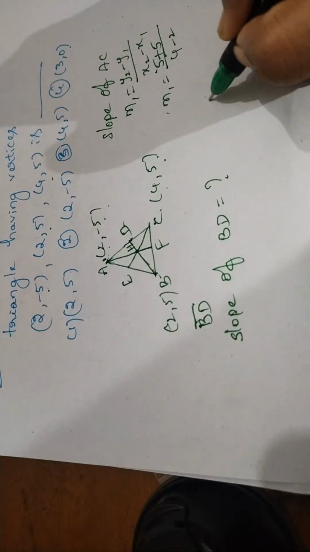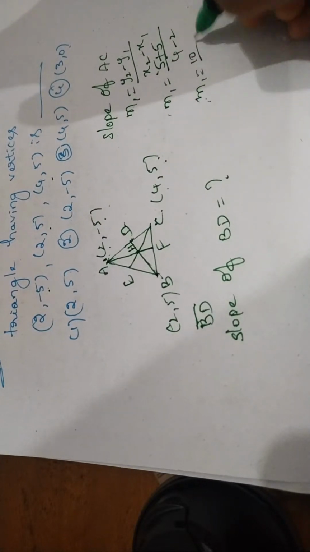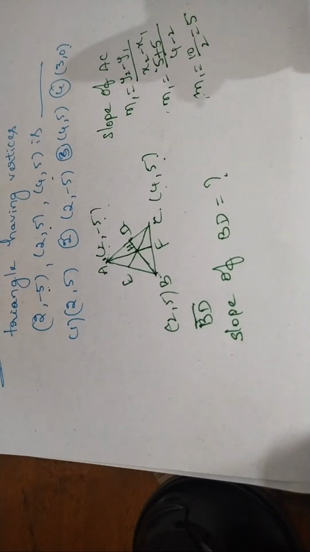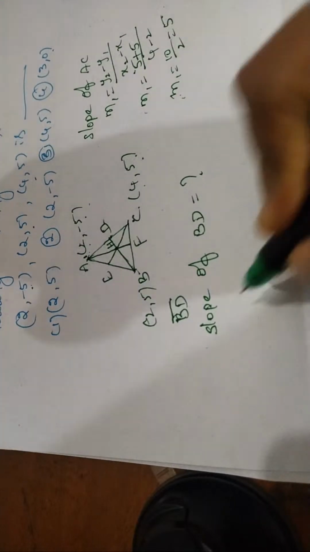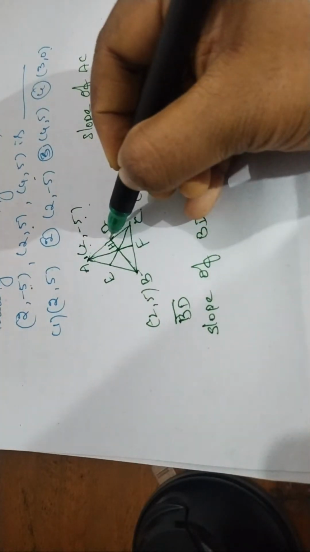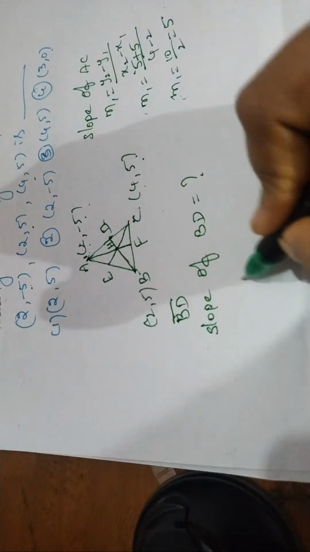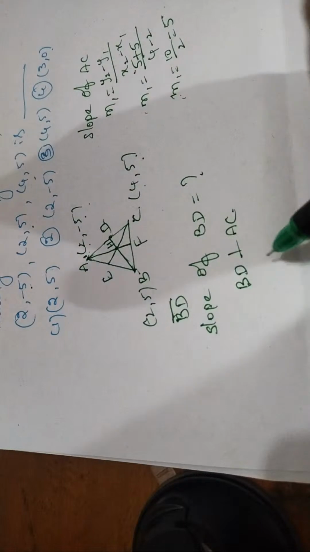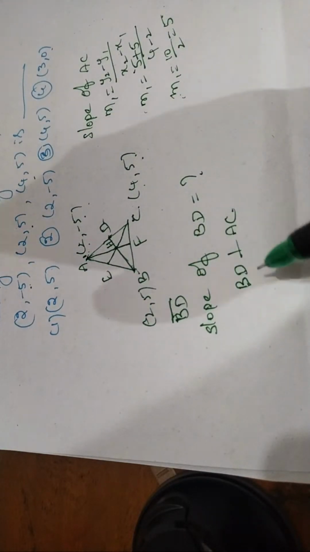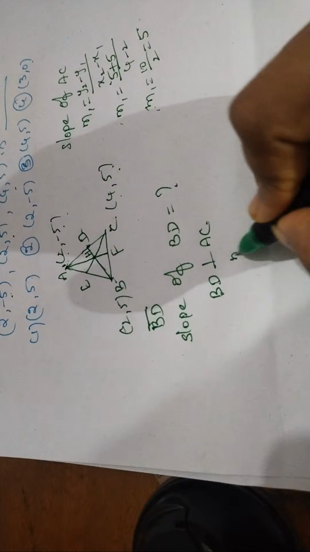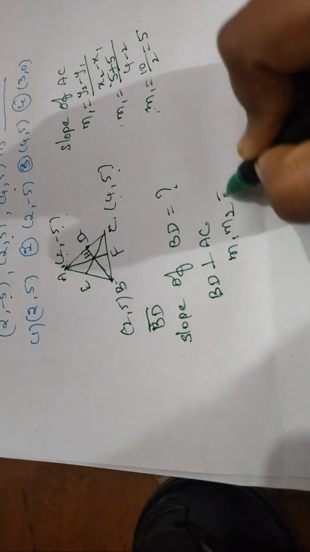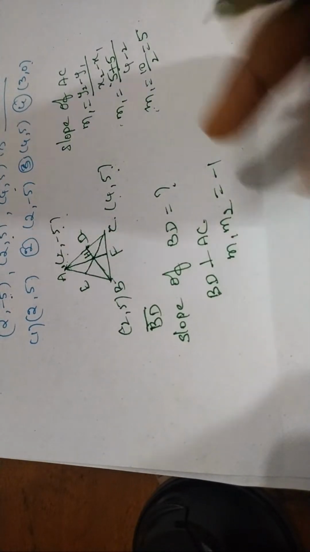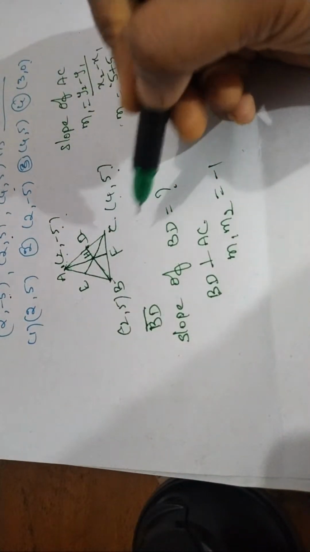So we get m1 is equal to 10 by 2. That is 5. M1 is 5. Now I want the slope of BD. If you observe here, the altitude BD is perpendicular to AC. So BD is perpendicular to AC. When two lines are perpendicular, the product of the slopes m1 into m2 is equal to minus 1. This is the formula when these two are perpendicular.